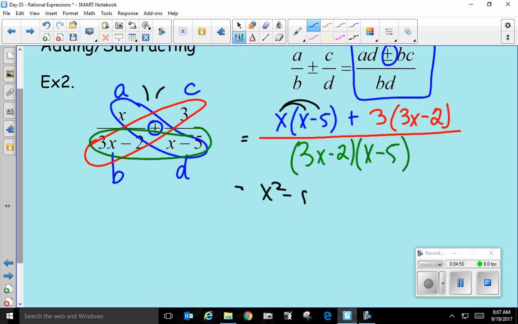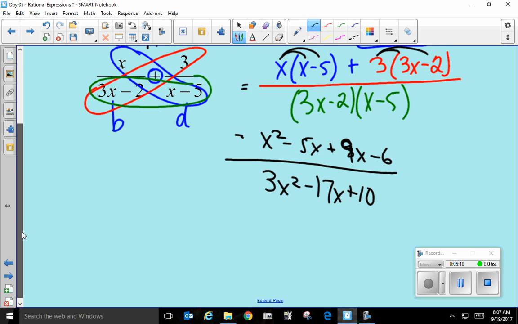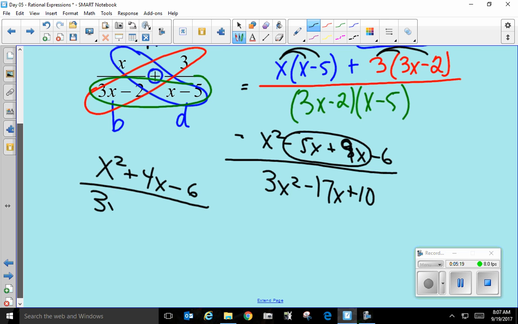x squared minus 5x plus 9x minus 6 all over 3x squared minus 15x minus 2x plus 10. The only thing I can combine on the top are these two terms, right? So I have x squared plus 4x minus 6 all over 3x squared minus 17x plus 10.